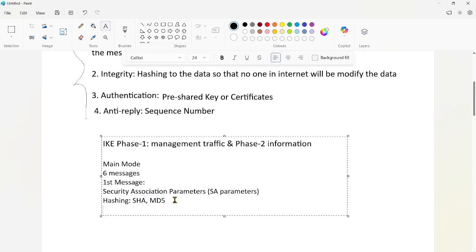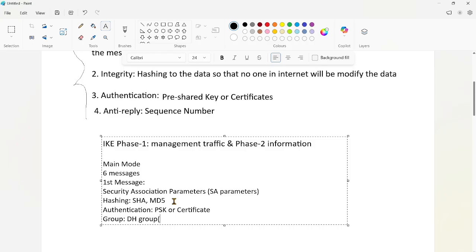After the hashing algorithm, we will have an authentication algorithm. As we have discussed, it will use a pre-shared key or certificate. And after authentication, there will be a group, which we call the DH group.